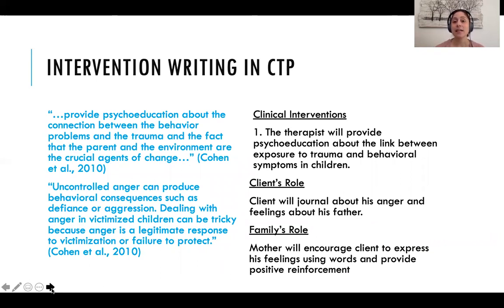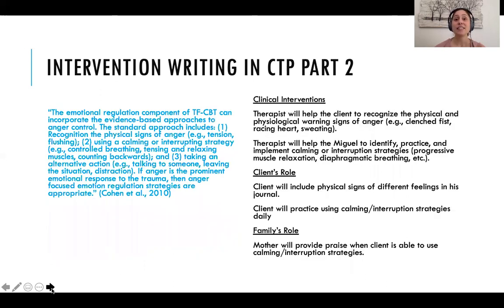Now, in the CTP, the client treatment plan, you'll also need to include the client's role. And if you're working with children or adolescents, the family's role. So I've included those here just as an example as well. Okay. So interventions, the therapist will provide psychoeducation about the link between exposure to trauma and behavioral symptoms in children. What's the client's role here? The client's going to journal about his anger and feelings about his father. And the family's role, because we have mom involved specifically, mother will encourage client to express his feelings using words and provide positive reinforcement. I've done the same thing in this one for the remaining two interventions.